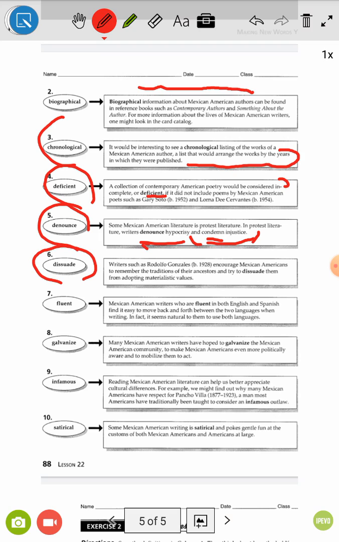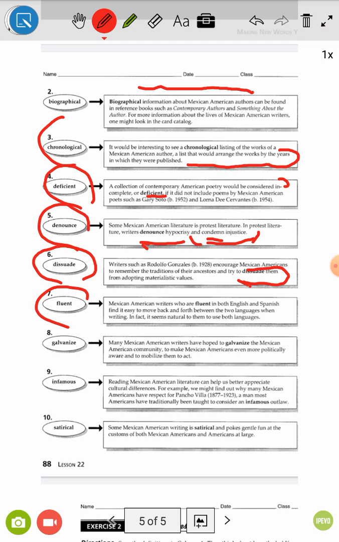We go to dissuade. Writers such as Rodolfo Gonzalez encourage Mexican Americans to remember the traditions of their ancestors and try to dissuade them from adopting materialistic values. So you're trying to dissuade them from adopting. You're trying to persuade them not to do it. Get them convinced not to do it. Okay?